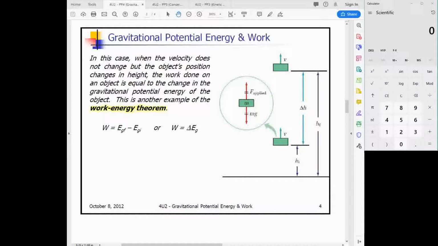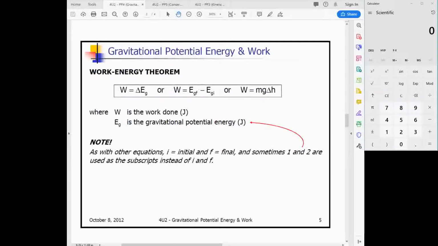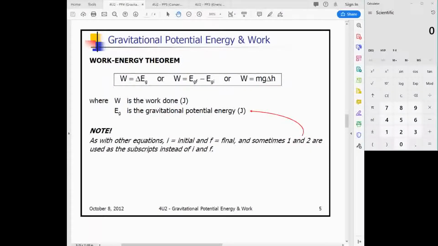So in this case, when the velocity does not change but the object's position changes in height, the work done on the object is equal to the change in the gravitational potential energy of the object. This is another example of the work energy theorem. So work can be written as the change in the gravitational potential energy. So this slide I'd like you to copy, the work energy theorem. Work is equal to the change in the gravitational potential energy, and then it's written in two other ways that you can see there.